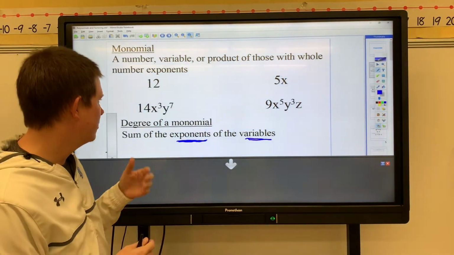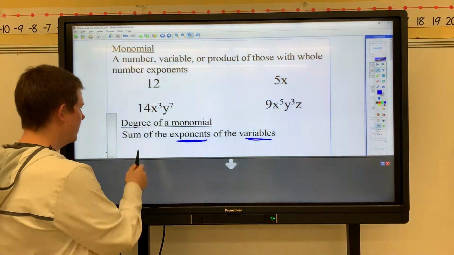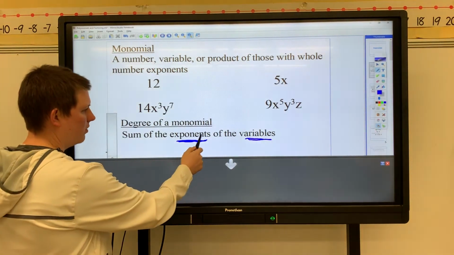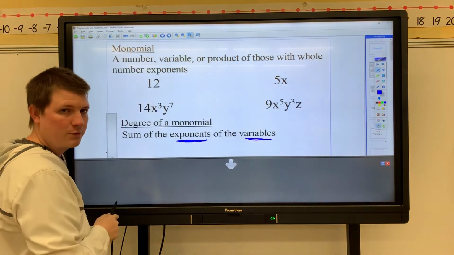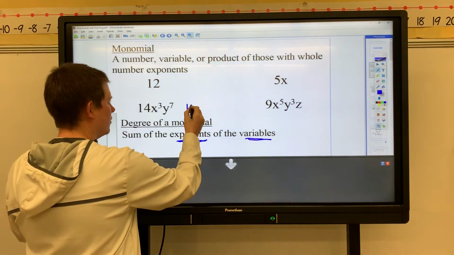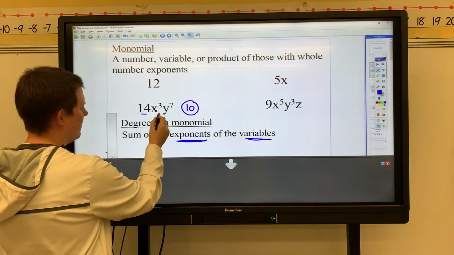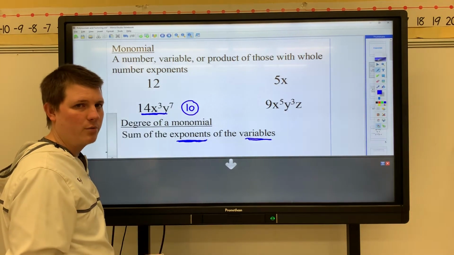So for example, let's look at these. 14x to the third, y to the 7th. So we're going to add the exponents of the variables. Well, we have 3 as an exponent, we have 7 as an exponent. So we're going to add those up. So 3 plus 7 is 10. So the degree of this monomial is 10. You just add up the exponents of the variables.